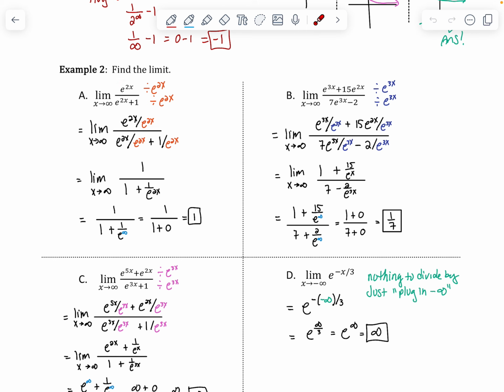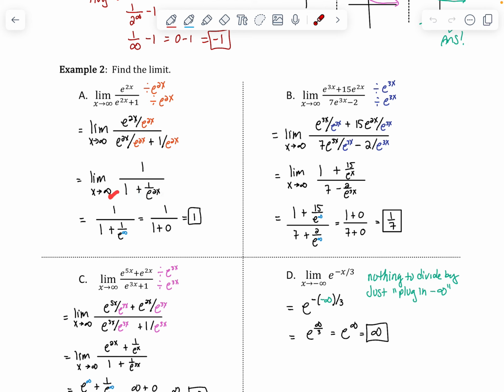Instead of just plugging infinity in, because that's not going to help me here, what I'm going to do is look to the denominator, and I don't have a variable with the highest exponent, but the variable being in the exponent with the highest term is e to the 2x. So I'm going to divide each term in the numerator by e to the 2x and each term in the denominator by e to the 2x. This allows me to simplify the numerator to just 1, the left side of the denominator to 1, and then there's nothing to simplify on the bottom right.